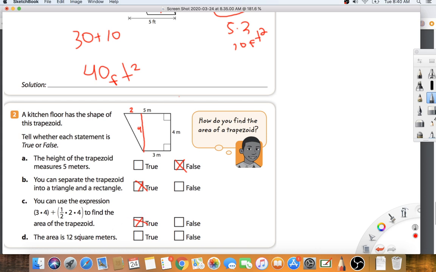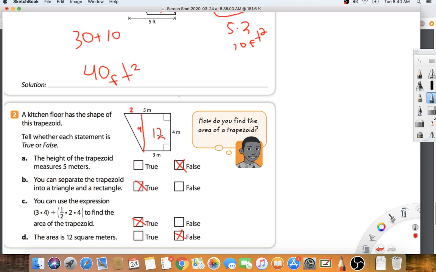Look at number 4. The area of this figure is 12 square meters. So is this really 12 square meters? Let's find out. 3 times 4 gives me 12. That's for the rectangle. My triangle is going to be some number, and I'm going to add that to 12. That means it's going to be more than 12 square meters. So the area can't be 12. It's got to be false.